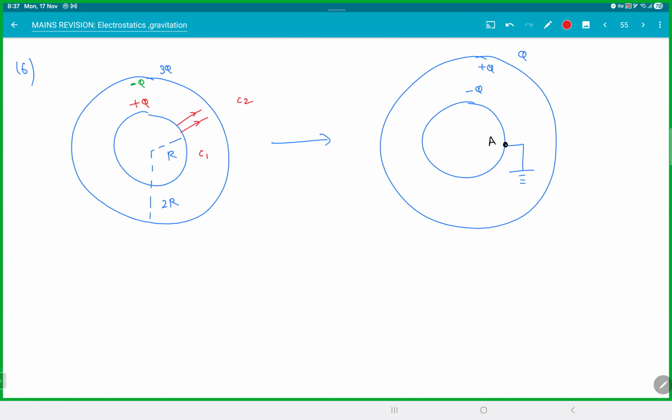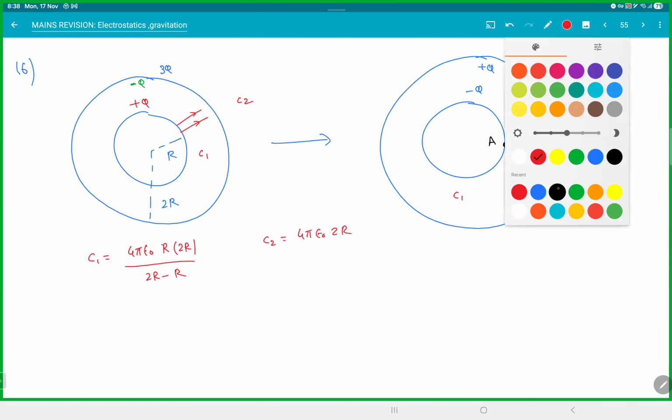4 pi epsilon R1 R2 by R2 minus R1. For a single shell capacitor, what is the formula? 4 pi epsilon R. So spherical capacitor formula we have to use. Spherical capacitor formula was directly asked in the exam once. 4 pi epsilon R1 R2, that will be R into 2R by 2R minus R. In this case, both will come same actually. C2 will be a capacitor between 2R and infinity. 4 pi epsilon 2R.